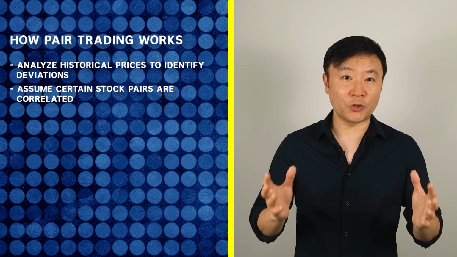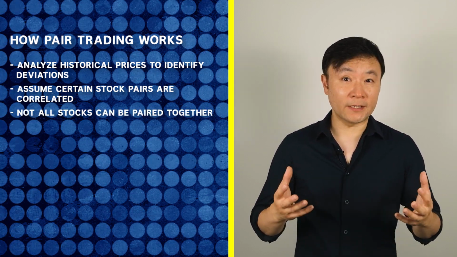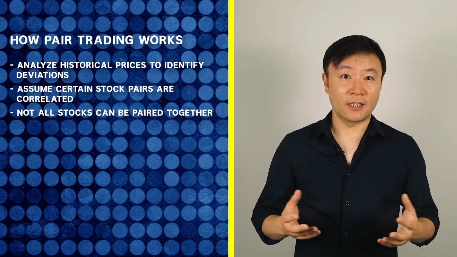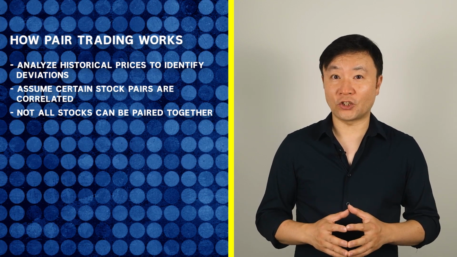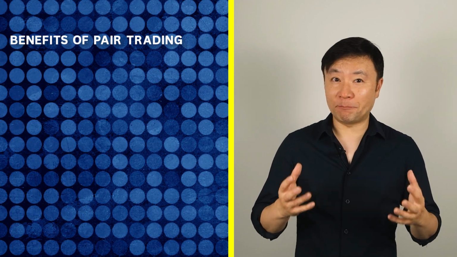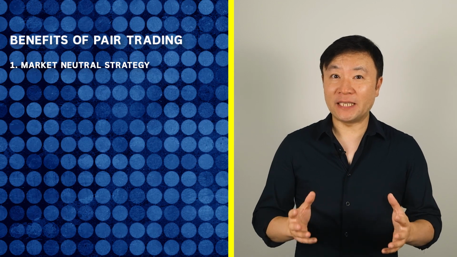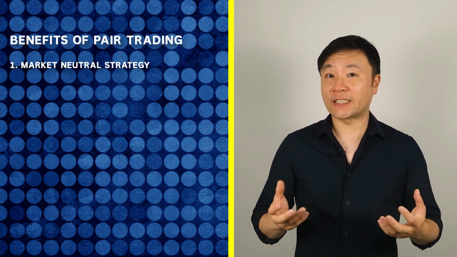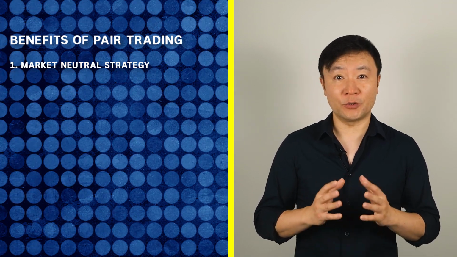Now, it's important to note that not all stocks can be paired together successfully. For instance, pairing Tesla stock with a biotech stock may not be suitable since there is no clear correlation between the two companies. As mentioned, the key benefit in pair trading is its market neutral strategy, meaning that you don't need to determine the overall market direction, you just need to focus on the price differences between the two stocks.